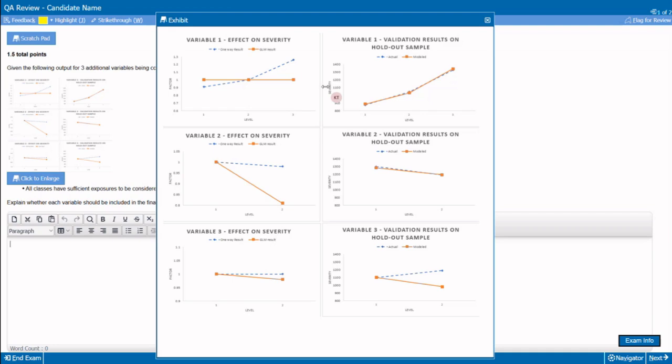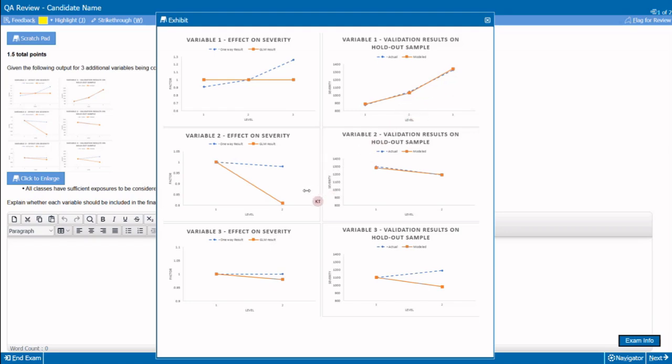So let's start with variable 1. Looking at variable 1, it seems that the GLM produced all 1.0 factors for the variable, with the one-way result showing a lower factor for level 1 and a higher factor for level 3. But when we look at the validation results on the holdout sample, it looks like the model is fitting the actual results very closely. So because of this, I'm going to include variable 1 in the model.